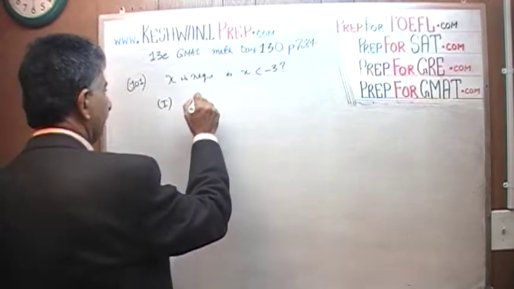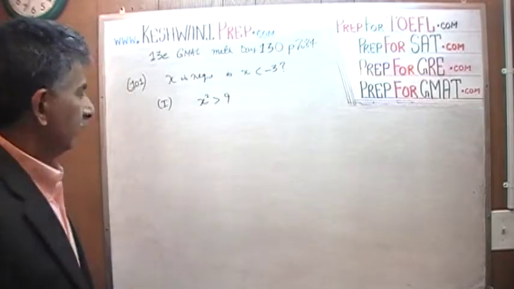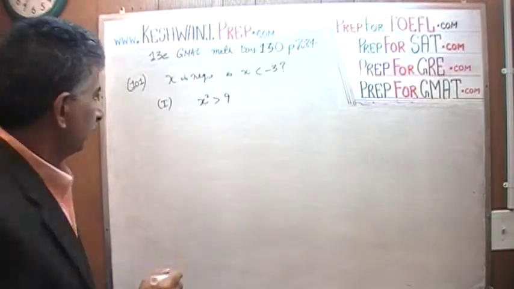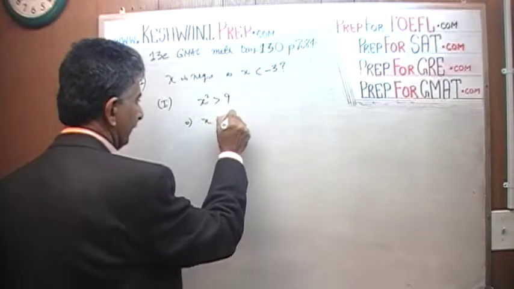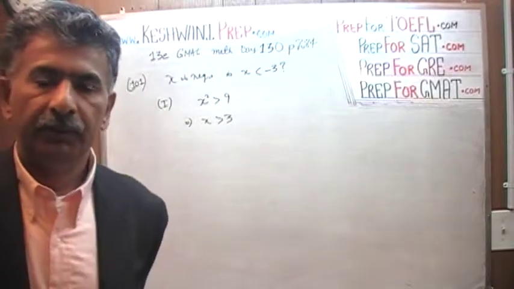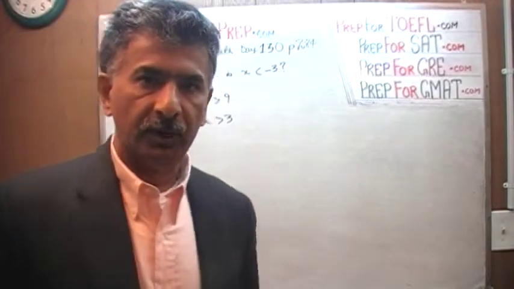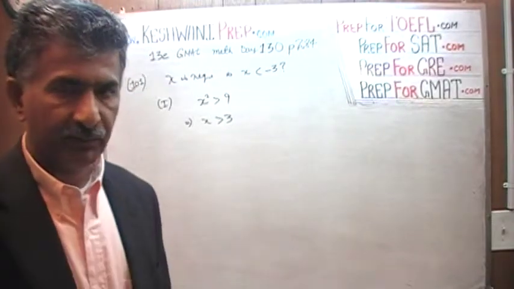In the first statement, they tell us that x squared is greater than 9. Now, people in their haste might come to the conclusion that x squared is greater than 9 implies that x is greater than 3, and that's it. You must slow down. Whenever you're dealing with a squared quantity, you must slow down and ask yourself, what is the other possibility? This is only half the answer.